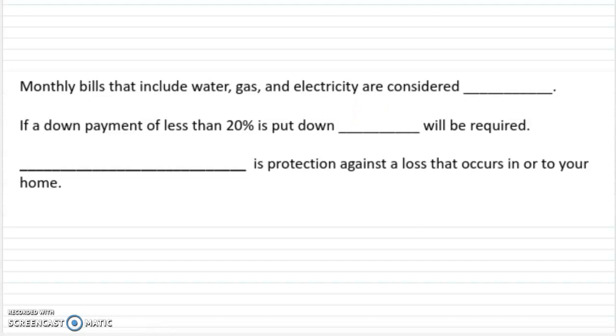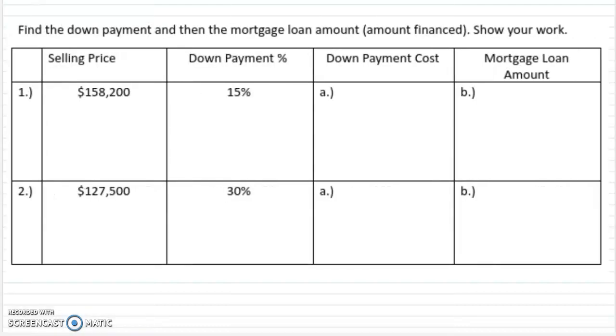All of these vocab words we have gone over in your notes. Be sure to check your notes. For the math portion of your test, start off by finding the down payment and then the mortgage loan amount, the amount financed. Show your work.